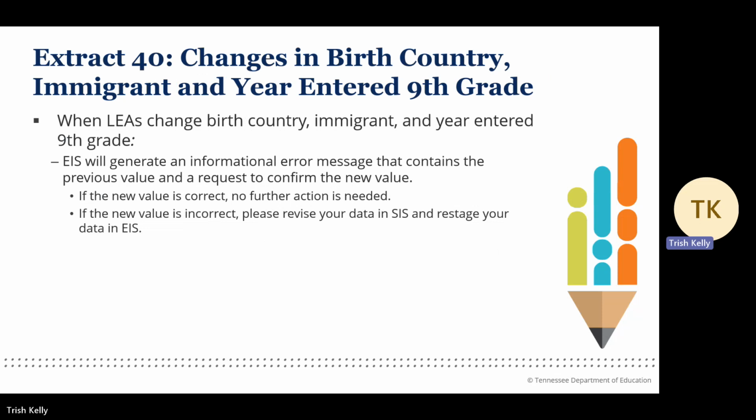Extract 40, changes in values. We're going to start with changes in birth country, immigrant, and year entered ninth grade. When districts change birth country, immigrant, and year entered ninth grade, EIS will generate an informational error message that contains the previous value and a request to confirm the new value. If the new value is correct, no further action is needed. If the new value is incorrect, please revise your data in your student information system and restage your data in EIS.